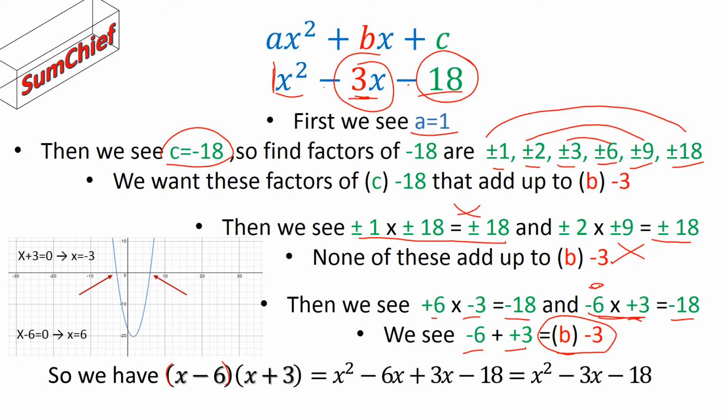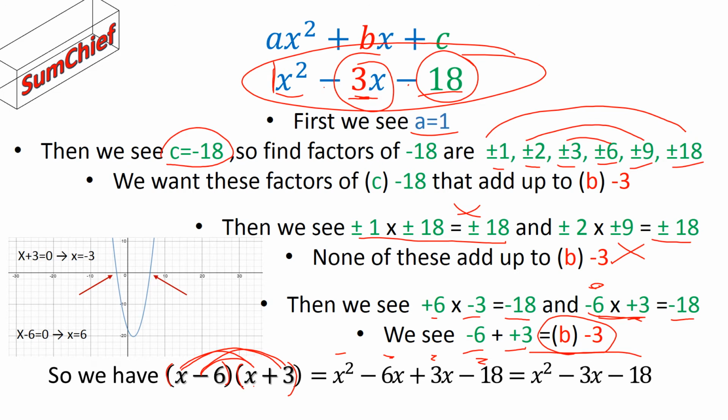So we've got (x minus 6)(x plus 3). Multiply this out. x times x, x squared. x times plus 3, plus 3x. Minus 6 times x, minus 6x, and minus 6 times plus 3, minus 18. Simplifying this out, x squared minus 3x minus 18, back to our original quadratic. So there we go, we've proved that we've got the correct answer.